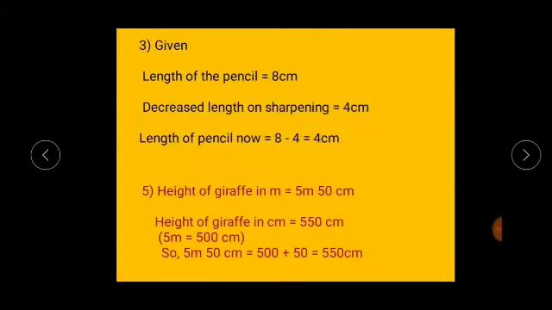Third question, the length of a pencil is 8 centimeter. On sharpening, its length decreased by 4 centimeter. How long is the pencil now? First, the length of pencil was 8 centimeter. While sharpening, its length decreased by 4 centimeter. Then how long the pencil now? Length of the pencil is 8 centimeter. Decreased length on sharpening is 4 centimeter. So the length of the pencil now is 8 minus 4 is equal to 4 centimeter.